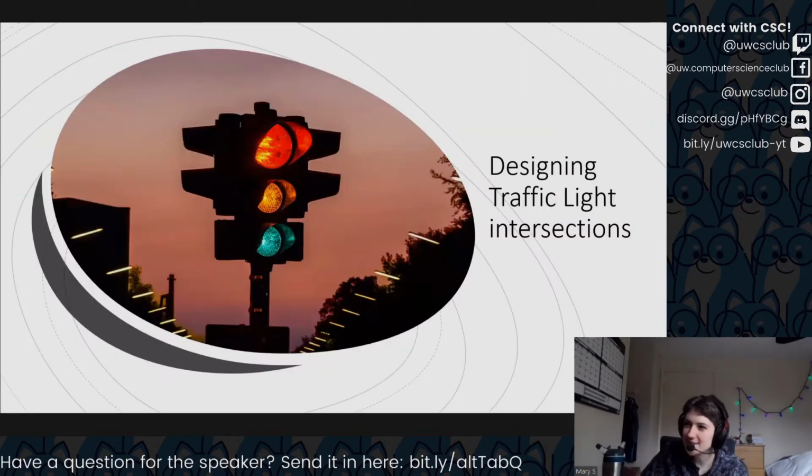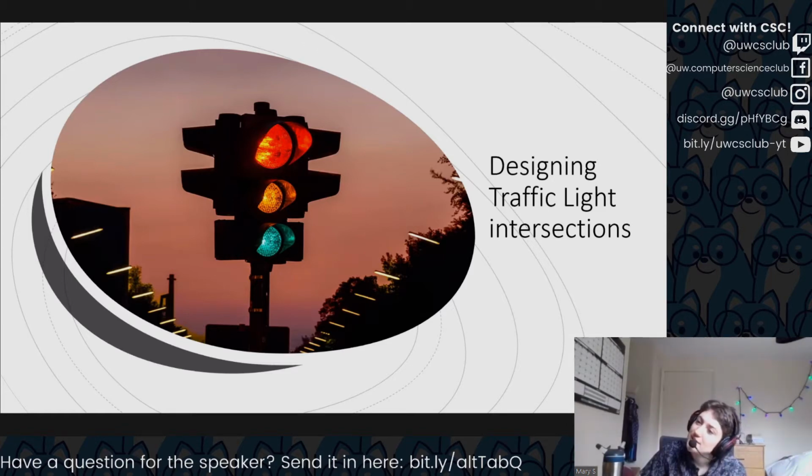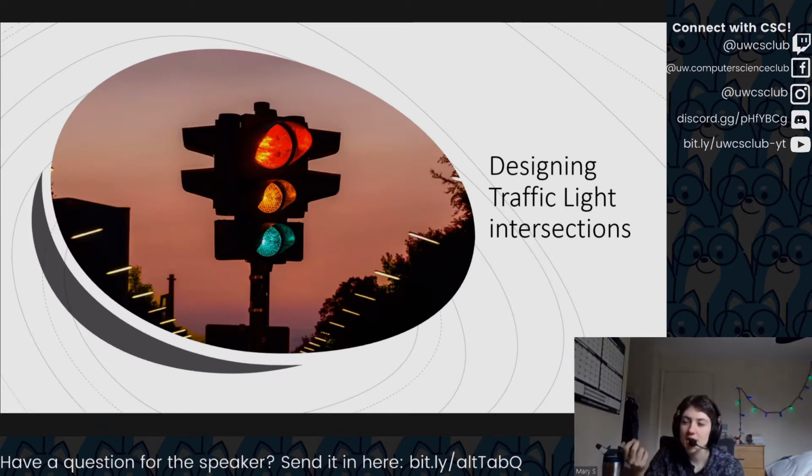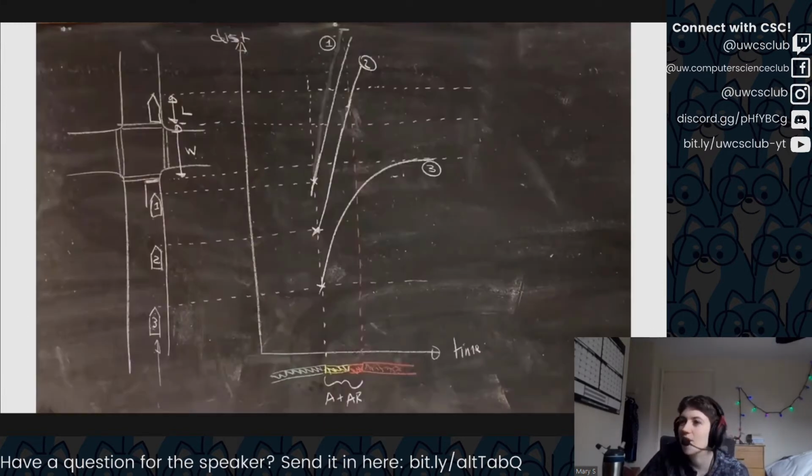Anyways, so then we get to the last main section I'm going to be focusing on in this. There's a lot more, but time constraints, rather sad. It's designing traffic light intersections. One of the major things with traffic lights is how long to make each section, especially the yellow and the red. And that is because of something called the dilemma zone.